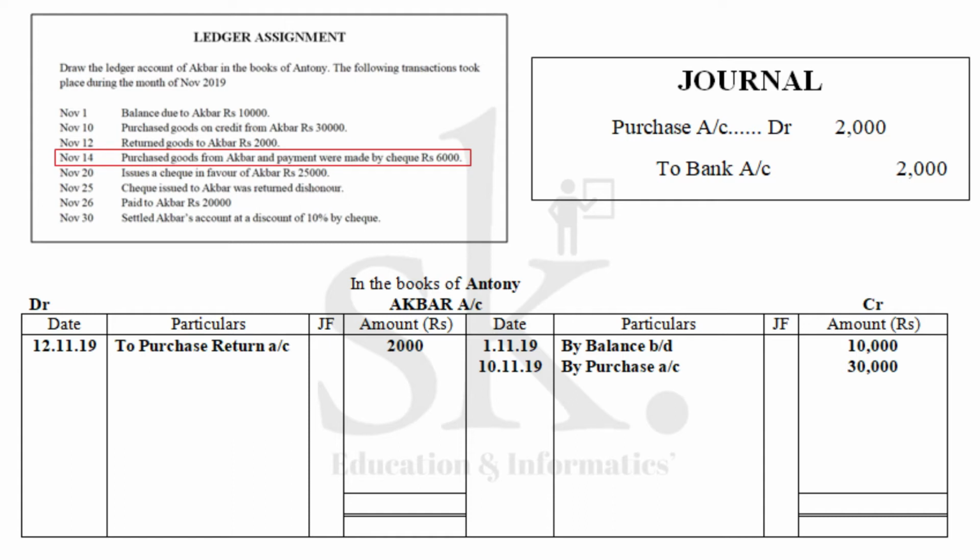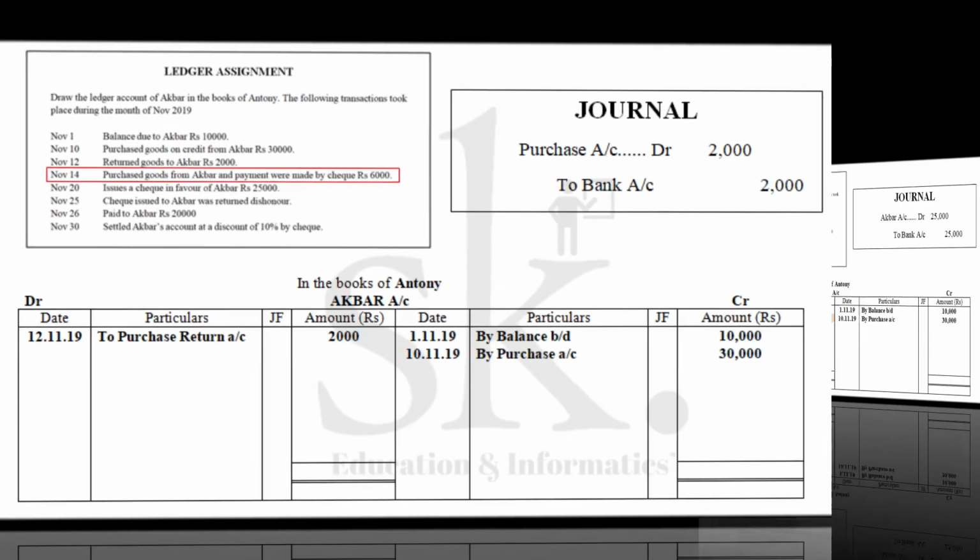Therefore, the journal entry purchase account debit to bank account will have an impact in the purchase ledger as well as in the bank ledger. It has no impact on Akbar's ledger. Therefore, there will be no entry on November 14th with respect to this particular transaction in Akbar's ledger account.